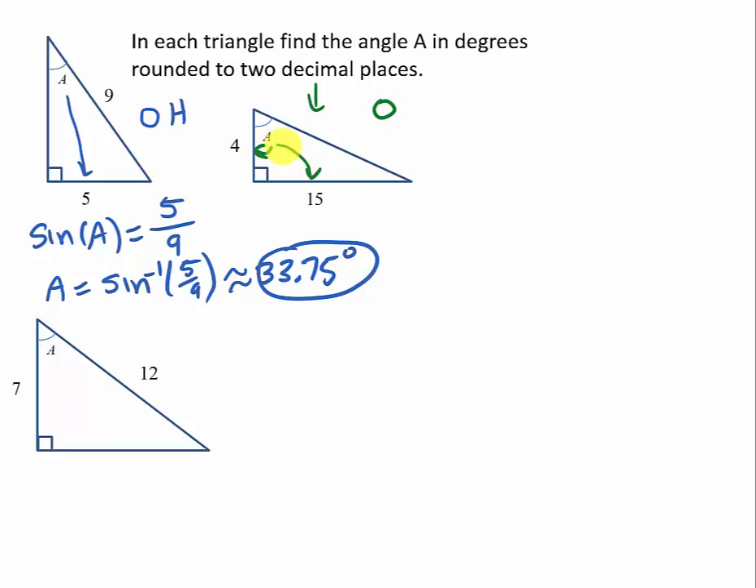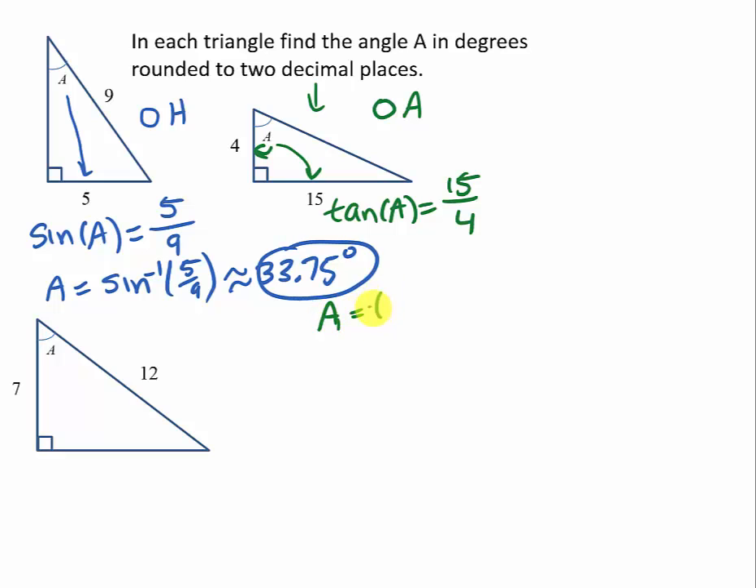Now as I go to this second triangle right here, I see that this 15 is opposite the angle and the 4 is the other leg that is adjacent. And the trig function that connects opposite and adjacent, tangent of A, is going to be opposite, which is 15, over adjacent, which is 4.